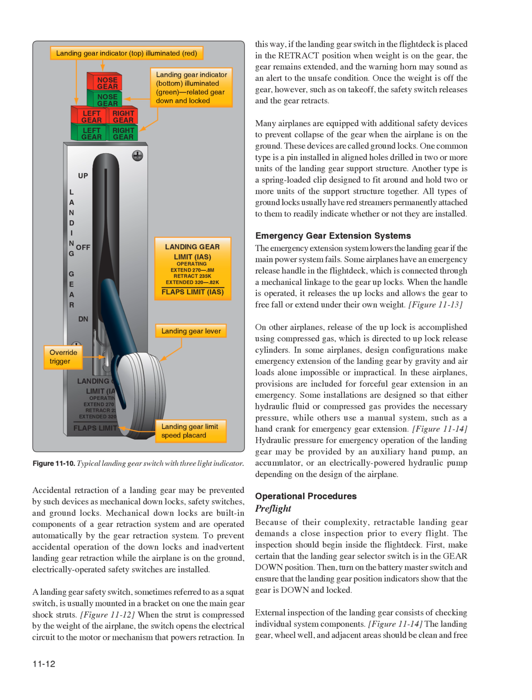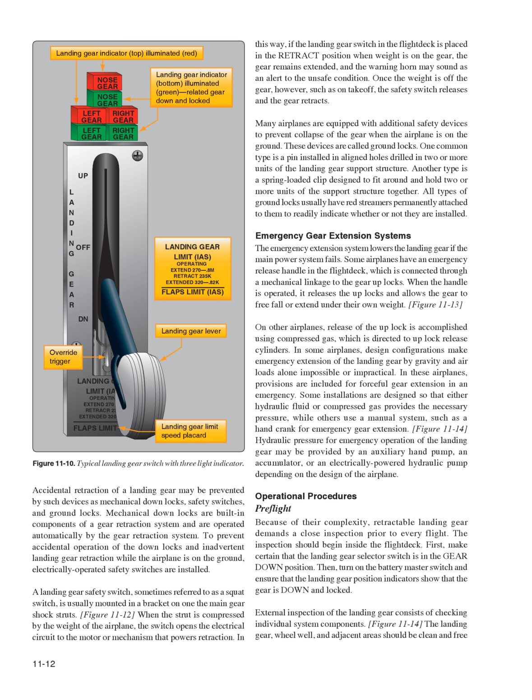Emergency gear extension systems. The emergency extension system lowers the landing gear if the main power system fails. Some airplanes have an emergency release handle in the flight deck, which is connected through a mechanical linkage to the gear up locks. When the handle is operated, it releases the up locks and allows the gear to free fall or extend under their own weight. Figure 11.13. On other airplanes, release of the up lock is accomplished using compressed gas, which is directed to up lock release cylinders.